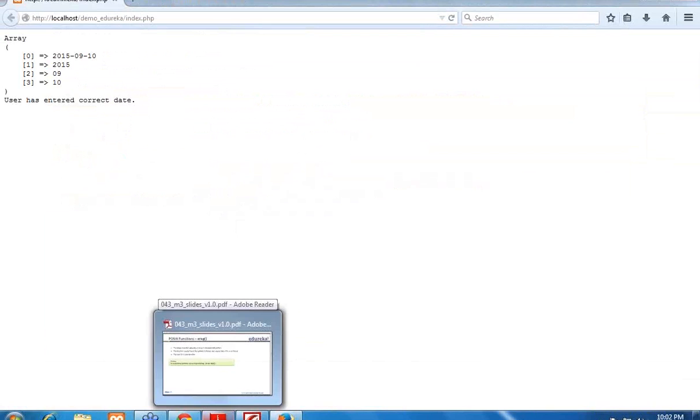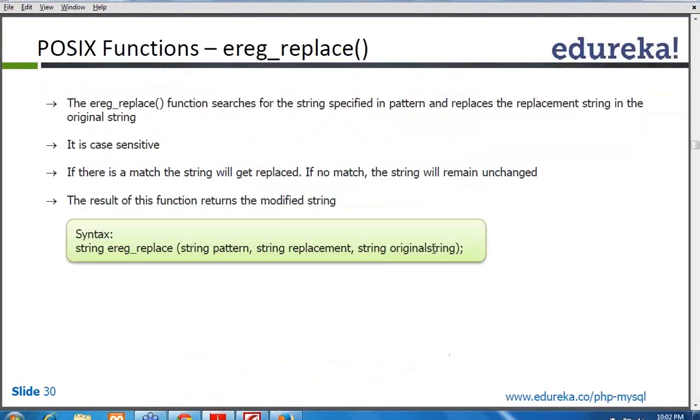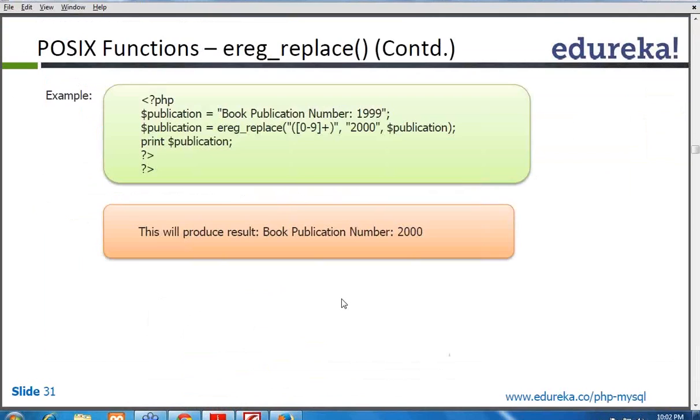I have explained ereg underscore replace. Here first you pass your regular expression or pattern, then the replacement, the string you want to replace it with, then you pass the original string in which you want to make this replacement. So I have already shown you this ereg example.